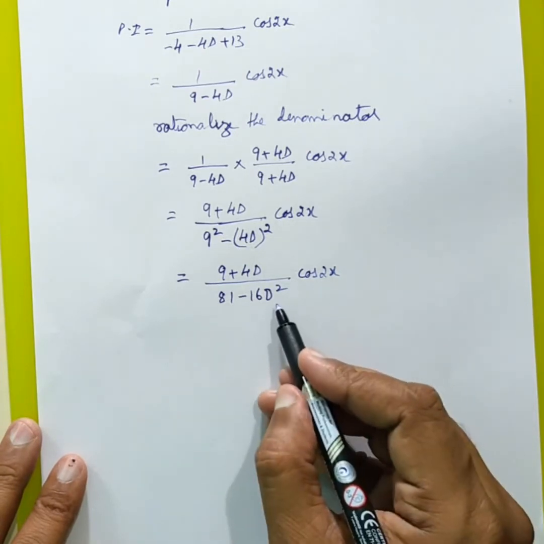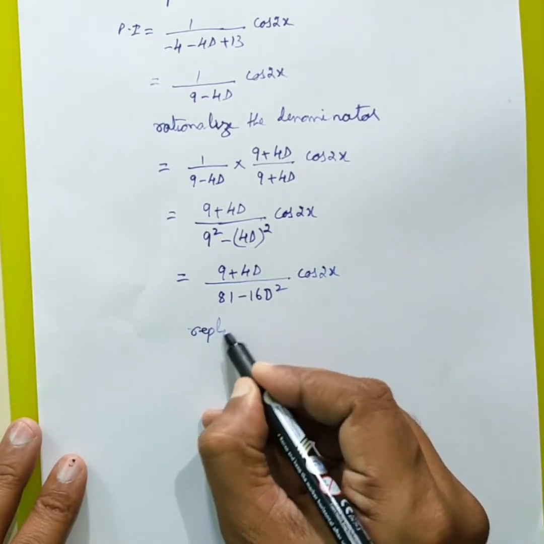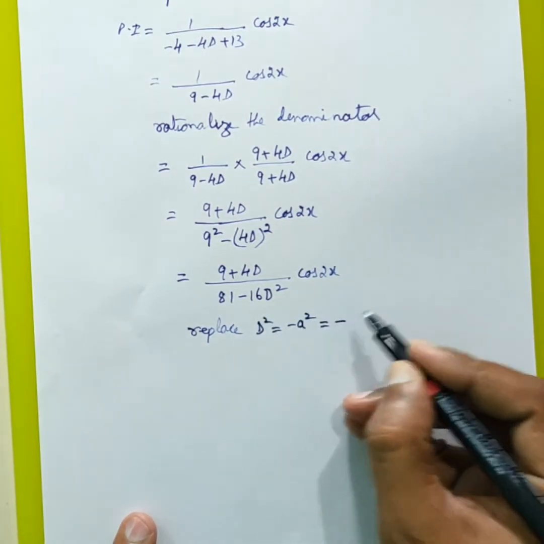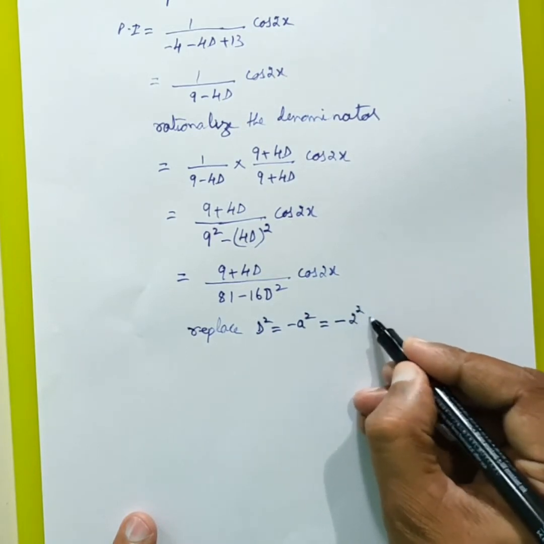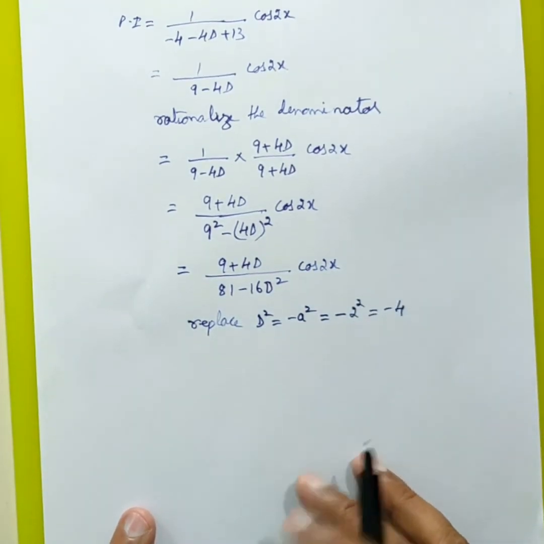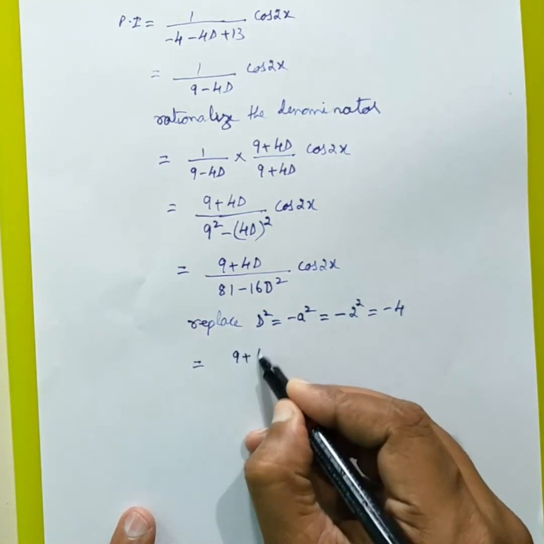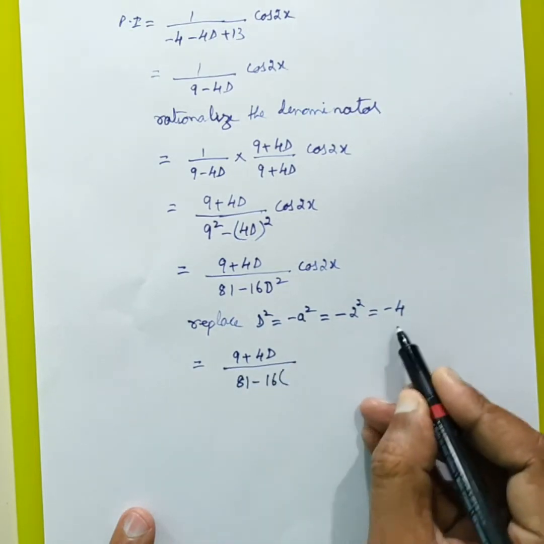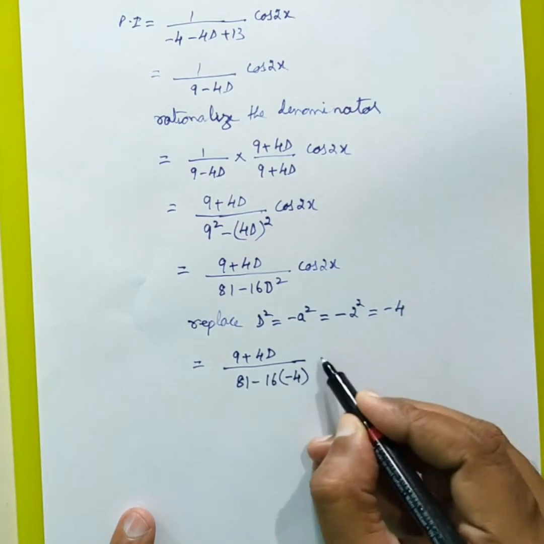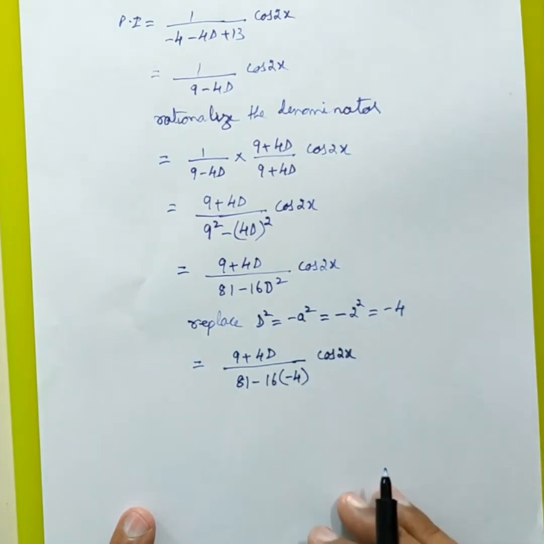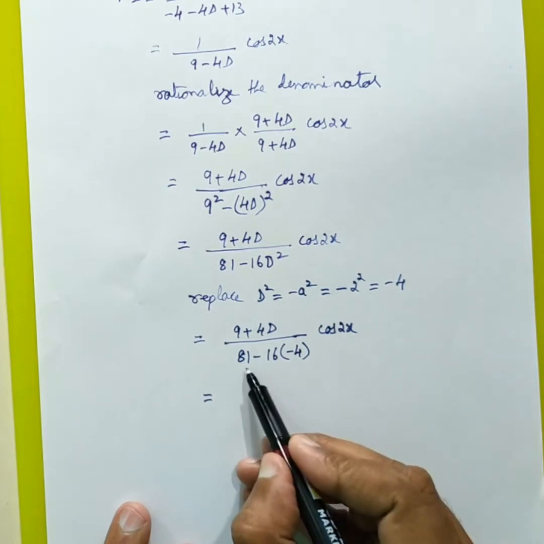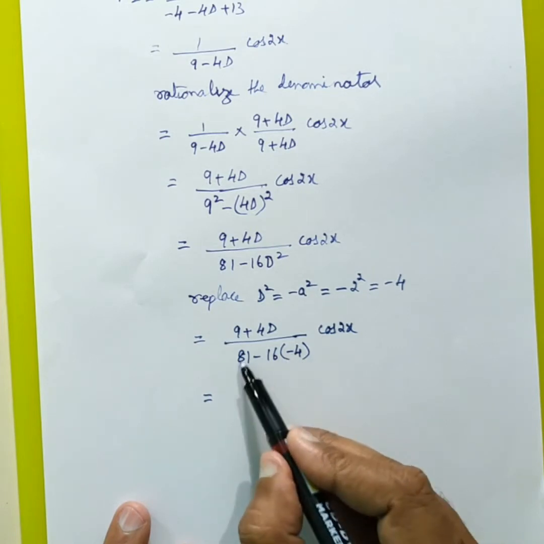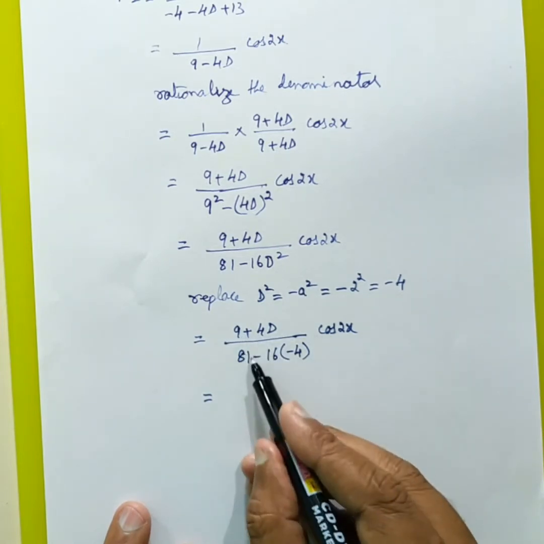Now since you got the value as D square, replace D square by minus a square, where a is 2, so 2 square gives minus 4. So this will be equal to 9 plus 4D whole divided by 81 minus 16 times minus 4, times cos 2x. Now the operator D has been completely eliminated. You need to just simplify this.